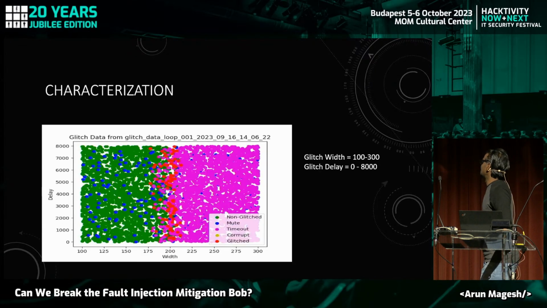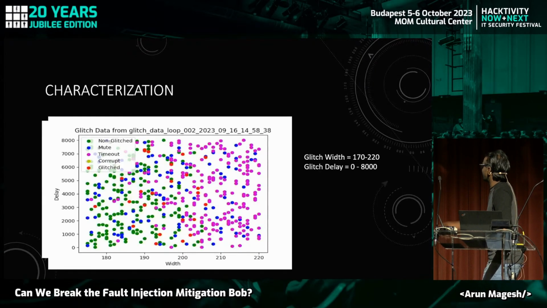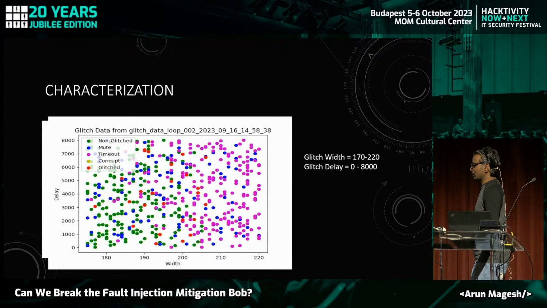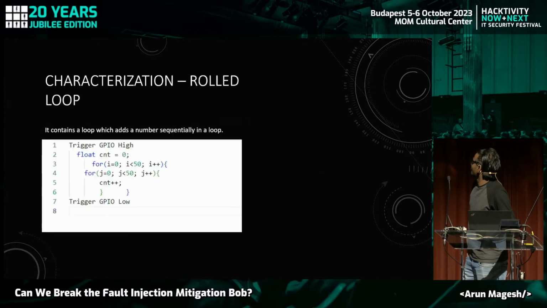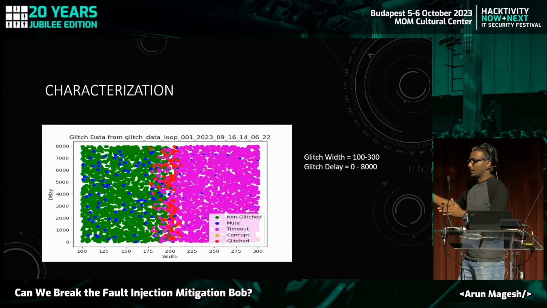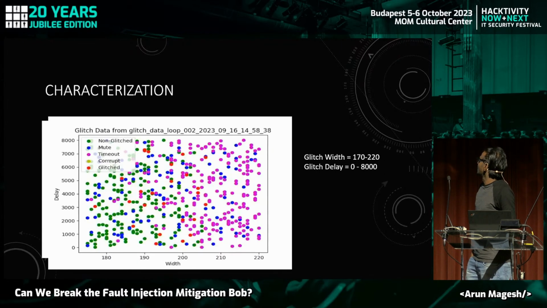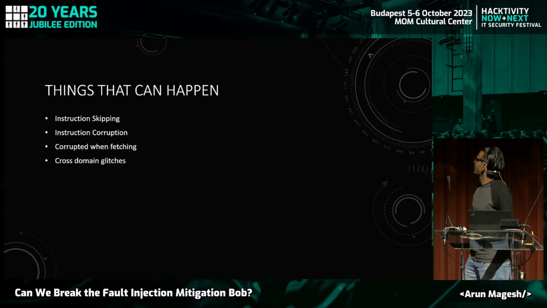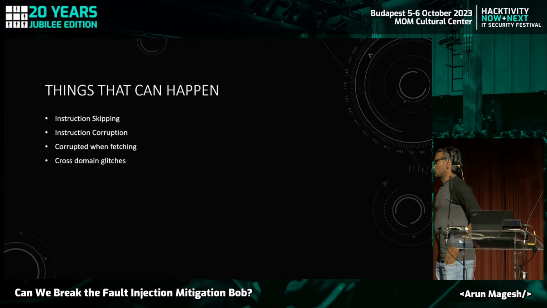Yeah, now since we know these values, we can focus only on those values. Here, the objective is to get more glitches per attempt. Since it's a loop, you can see the glitch happens on all the ranges because it's a sequential loop. So even if you hit anywhere, you can skip a couple of instructions. And you can zoom in more, rerun the test, and get more glitches. So what are the different things that could happen?